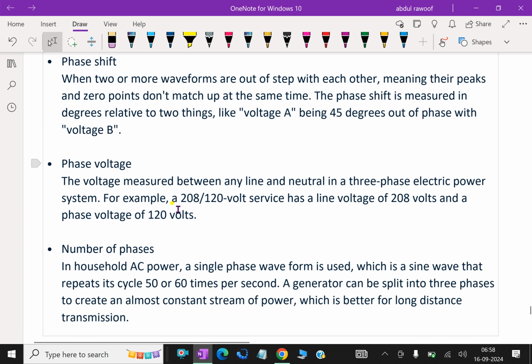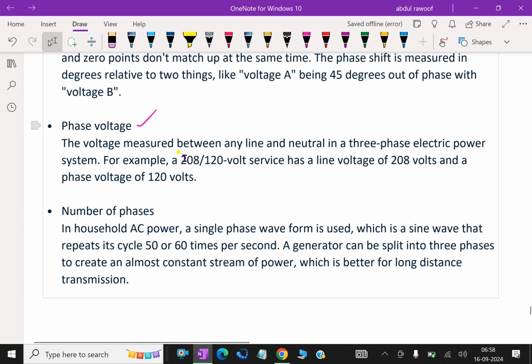Next, phase voltage. What is phase voltage? The voltage measured between any line and neutral in a three-phase electric power system. For example, 208/120 volts service has a line voltage of 208 volts and a phase voltage of 120 volts.